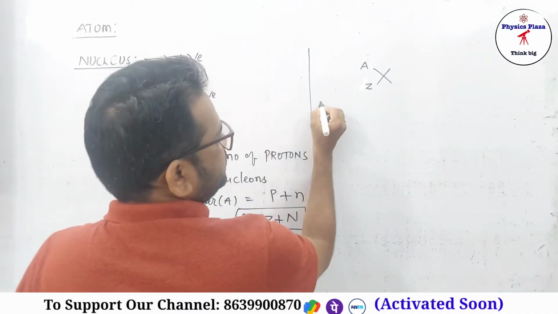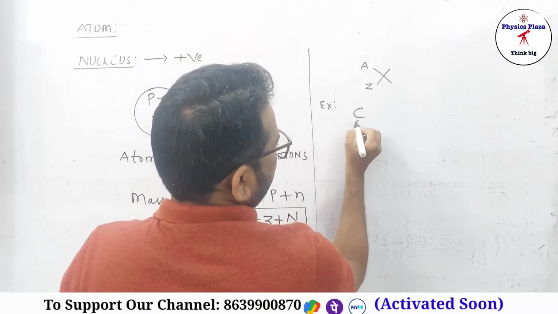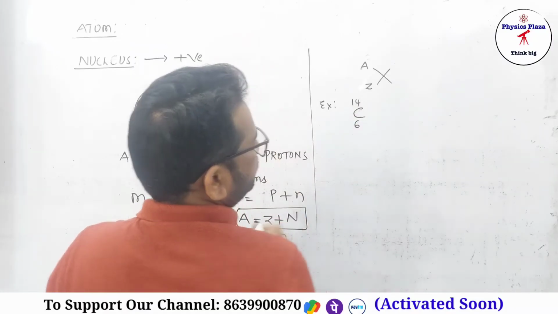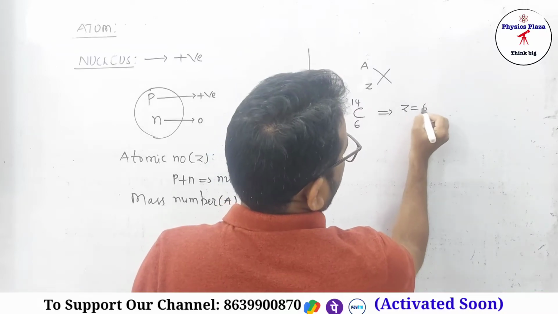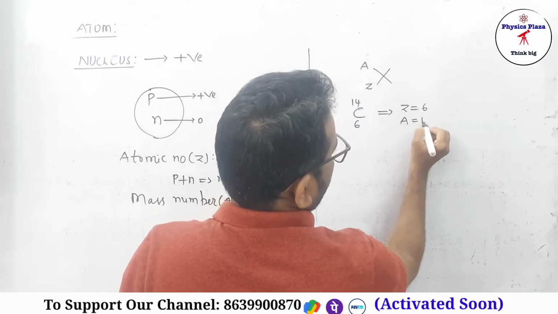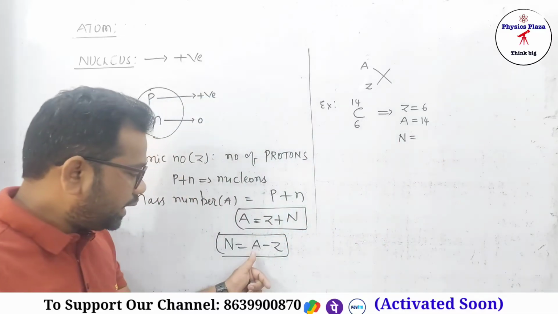So let us see an example. Just one or two examples we'll see so that you'll understand. So here, carbon 6, 14, children. If you can see, the atomic number is 6, the mass number is 14. Okay, fine. Then what about the neutron number, children? Yes, neutron number is A minus Z.